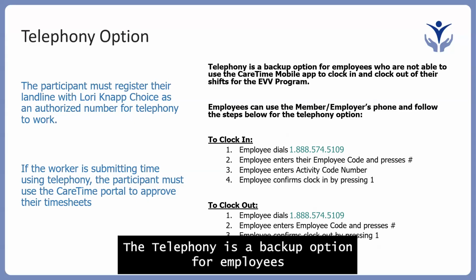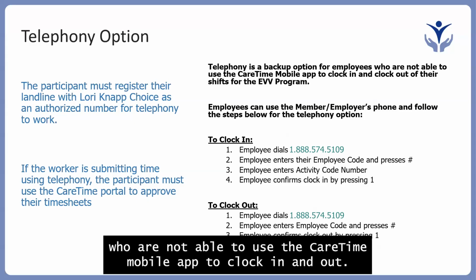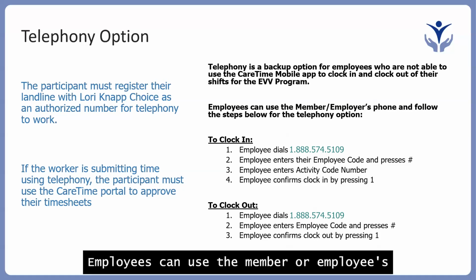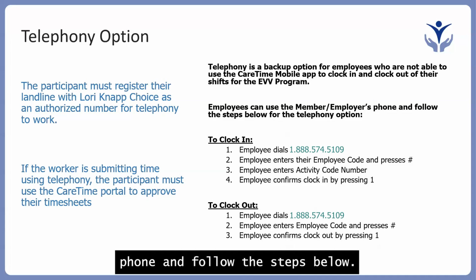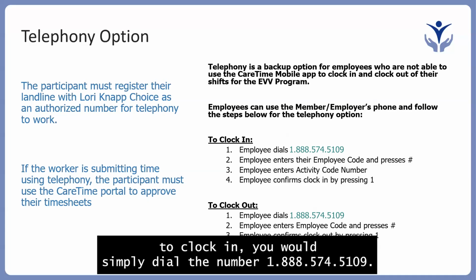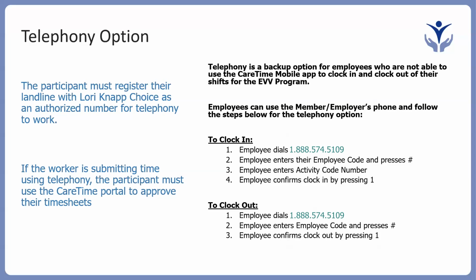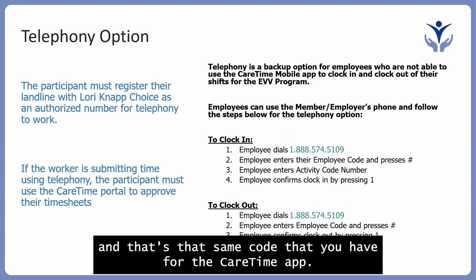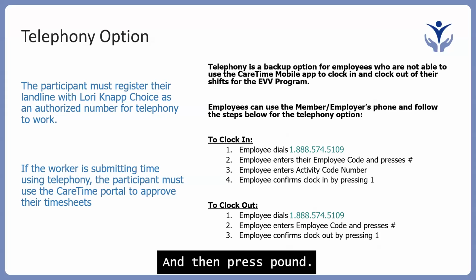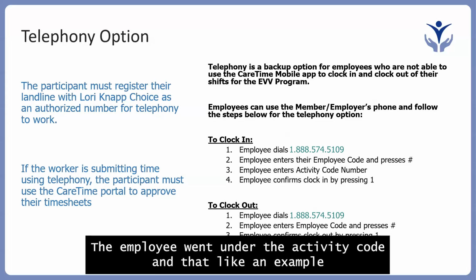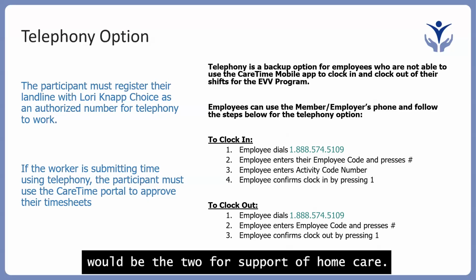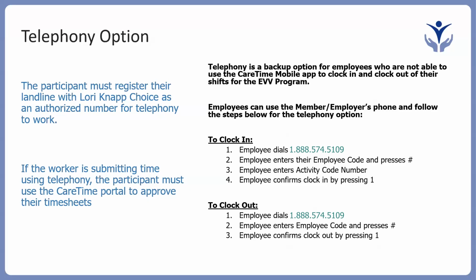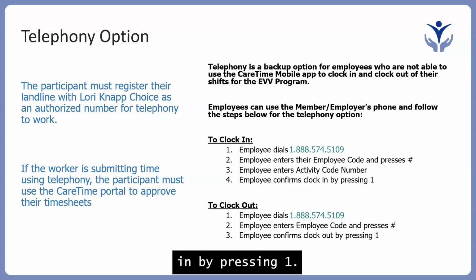The telephony is a backup option for employees who are not able to use the CareTime mobile app to clock in and out. Employees can use the member or employee's phone and follow the steps below. So listed here, to clock in, you would simply dial the number 1-888-574-5109. The employee would enter the employee code, and that's the same code that you have for the CareTime app, and then press pound. The employee would enter the activity code, and that, for example, would be the 2 for supportive home care. The employee confirms the clock in by pressing 1.